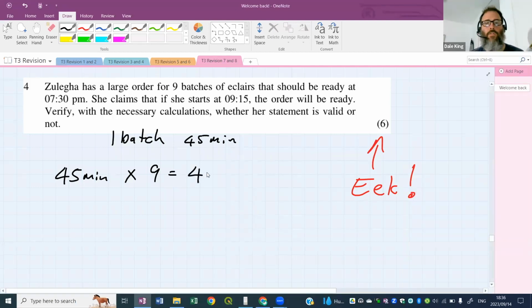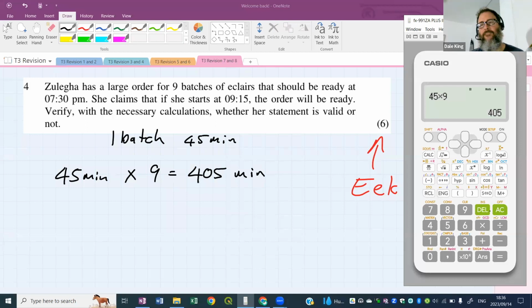405 minutes isn't on the calculator. There's an option to convert into minutes where you press shift, next to HYP, with the degrees, minutes, seconds. We could use that.